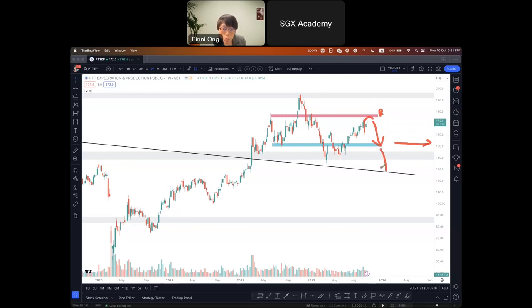Of course, the ideal situation is for it to test back this line here again. That's about 130. So that would be a very, very good support price level. I'm just going to write down here 130, and then this one is actually about 150.